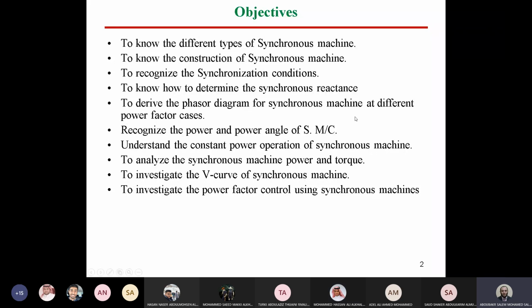So these are the general objectives of this file. Okay, I will share it with you after the class, inshallah. But we will cover some of the beginning topics here regarding synchronous machine. We will discuss the different types of synchronous machine, the construction of synchronous machine, recognize the synchronization conditions and what is the meaning of synchronization conditions, determine the synchronous reactance, and derive the phasor diagram of synchronous machine at different power factor cases. And I wish we can cover this part, inshallah, today.